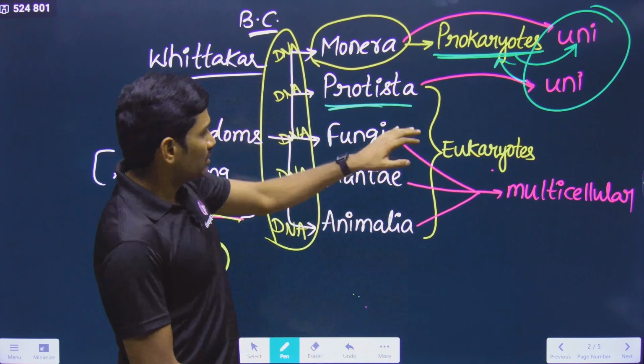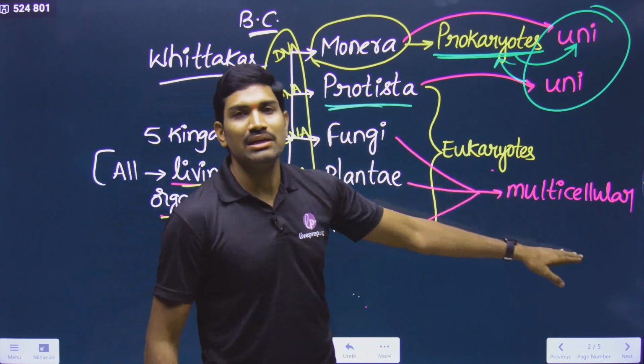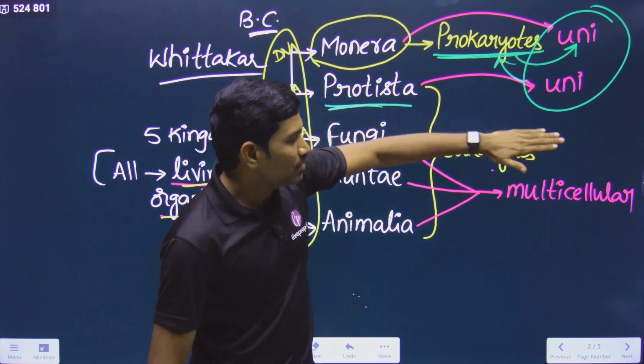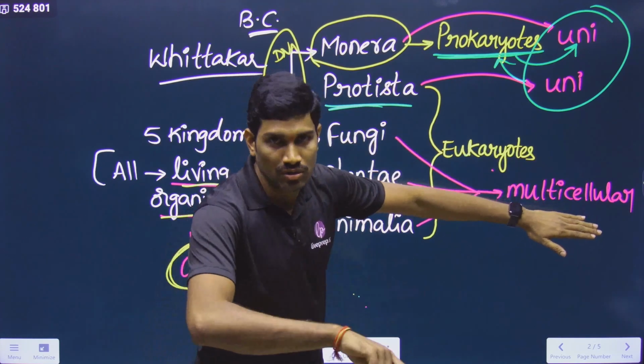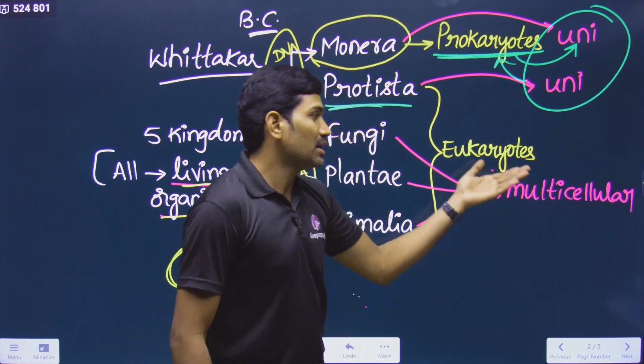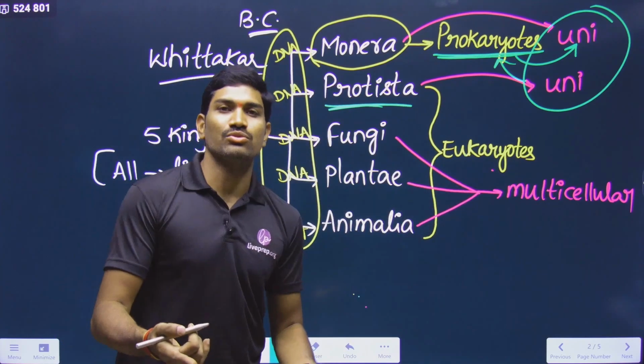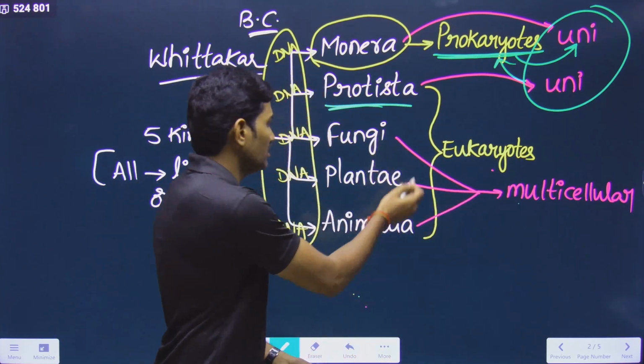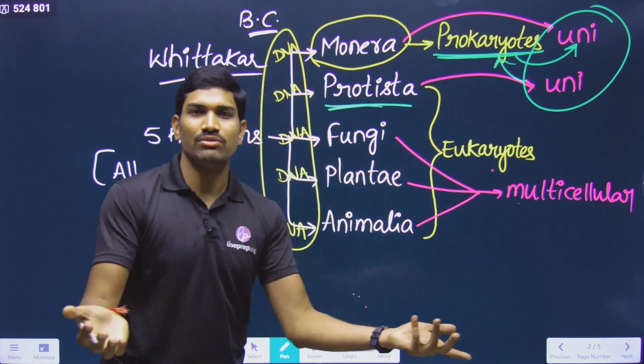Yes or no? So here only fungi, plant and animalia are multicellular. So "all eukaryotes are multicellular" is wrong. Now let us see the reverse. All multicellular organisms are eukaryotes, true or false? Now this is true, because multicellular means only these three, and all these three are eukaryotes.